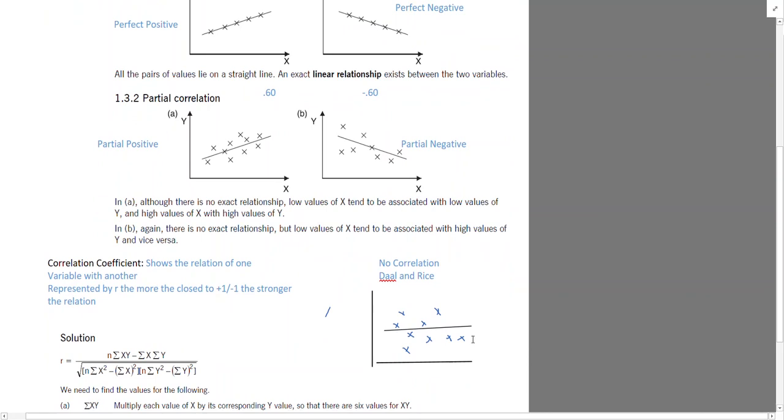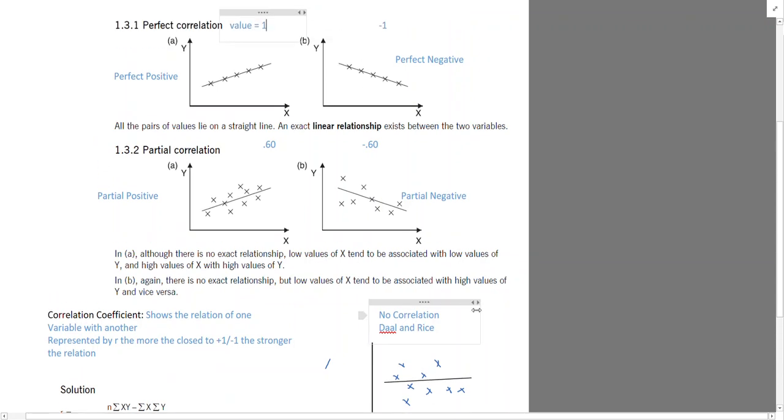We still know there is a direction, but it is not exactly straight. Or we could have another example where there is no relation. You could draw a line here if you want. You can draw a line here if you want. So it means there is no correlation.